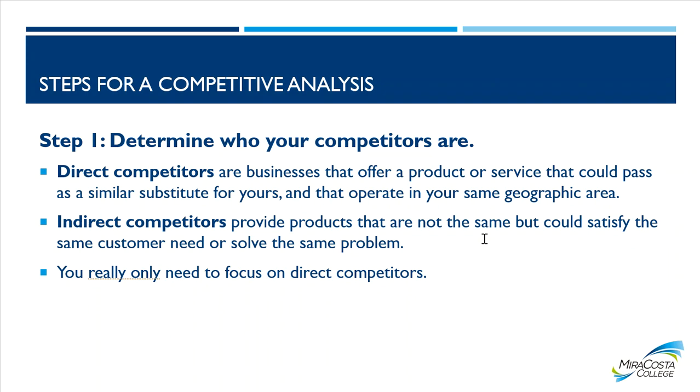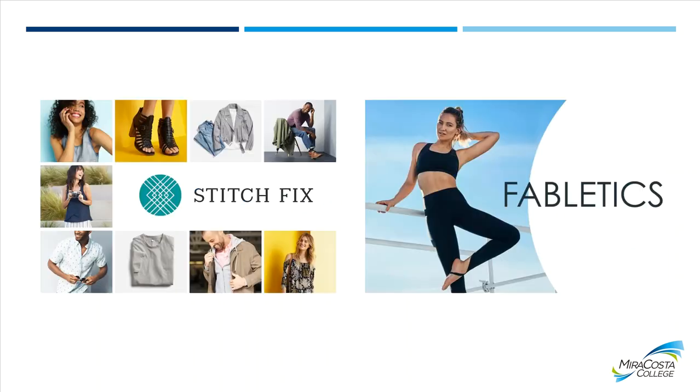Indirect competitors provide products that are not the same but could satisfy the same customer need or solve the same problem. So going back to the energy gel, the company I work for is Spring Energy. A direct competitor would be Goo Energy, who also makes gels, but maybe an indirect competitor would be someone like Tailwind who makes an energy drink. So it's not a gel, but it's a drink, so it provides products that are not the same but could satisfy the customer's need. You really only need to focus on direct competitors for the marketing plan, but it's also nice to figure out who your indirect competitors are.